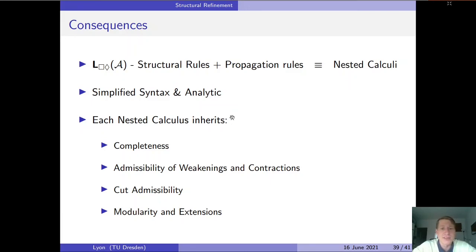We also have that each nested sequent calculus through this process inherits certain properties from its associated labeled sequent calculus, for example, completeness, admissibility of certain structural rules such as weakenings and contractions, cut admissibility, and also has the same degree of modularity as in the labeled setting. So in the labeled setting, modularity is obtained through the addition and deletion of structural rules. In the nested sequent calculus setting, modularity is obtained by making use of different formal grammars and propagation rules.